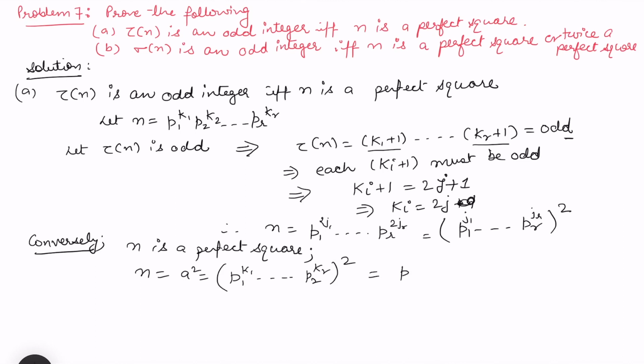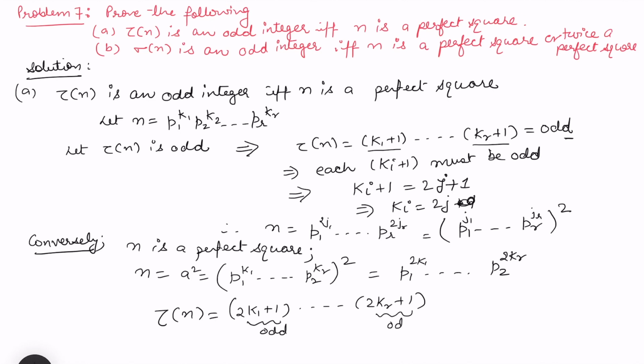So this means it is p1 to the power 2k1 up till so on pr to the power 2kr. And if I want to find its tau n, this is nothing but 2k1 plus 1 and so on up to 2kr plus 1, which means each quantity is odd. So the product of odd quantities is finally odd. So that shows that tau n is an odd integer. So this proves the first part.